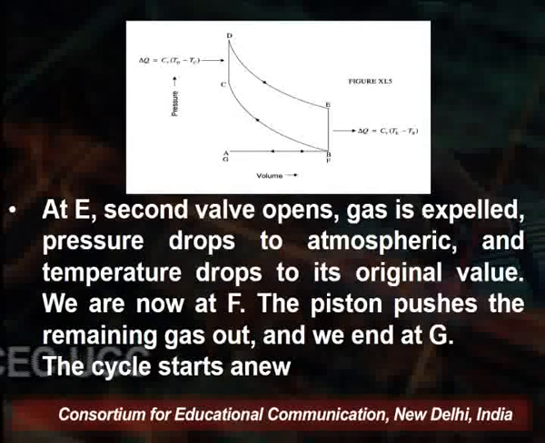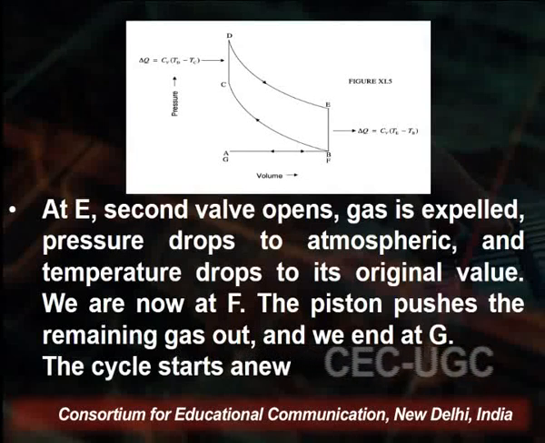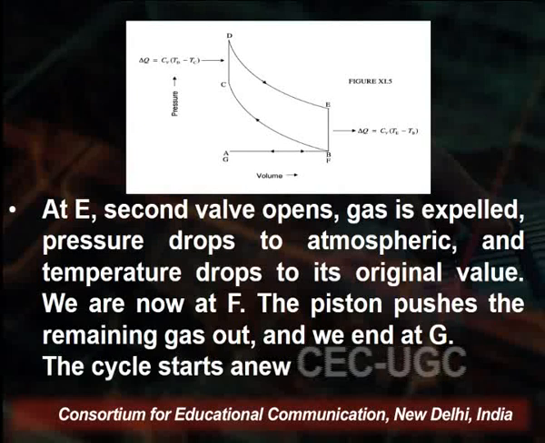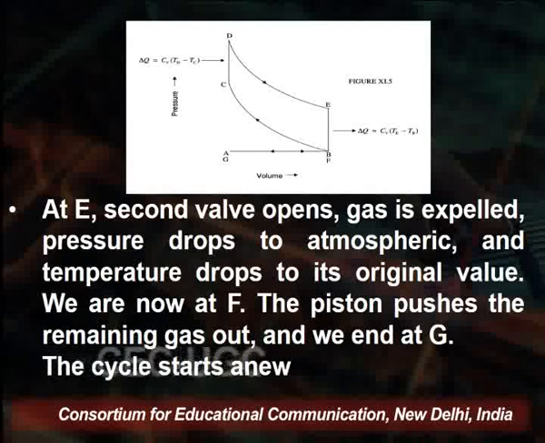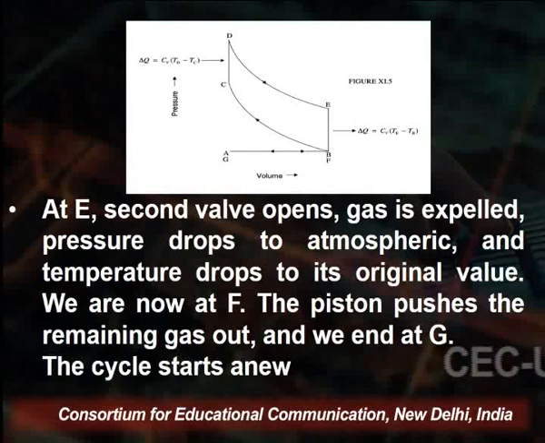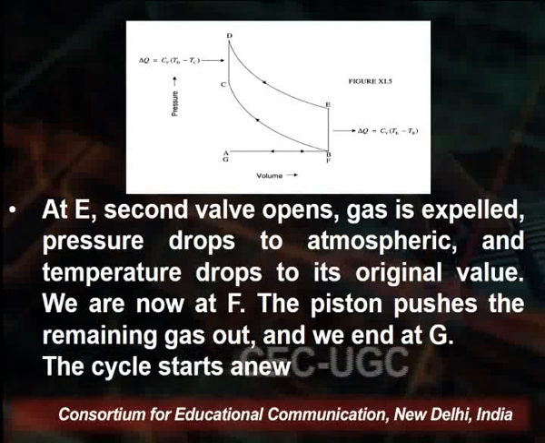At E, the second valve opens now. The gas is expelled, exhaust gas. The pressure drops to atmospheric pressure and the temperature drops to its original value. We are now at F. The piston pushes the remaining gas out and we end up at G. The cycle starts anew, because for any engine to be efficient, the engine has to operate in a cycle.